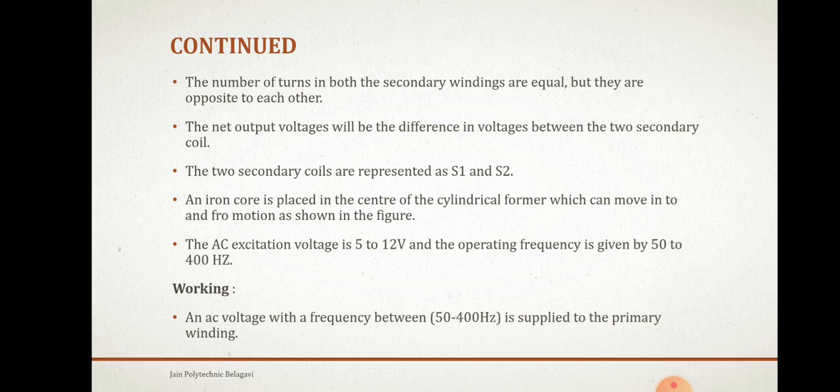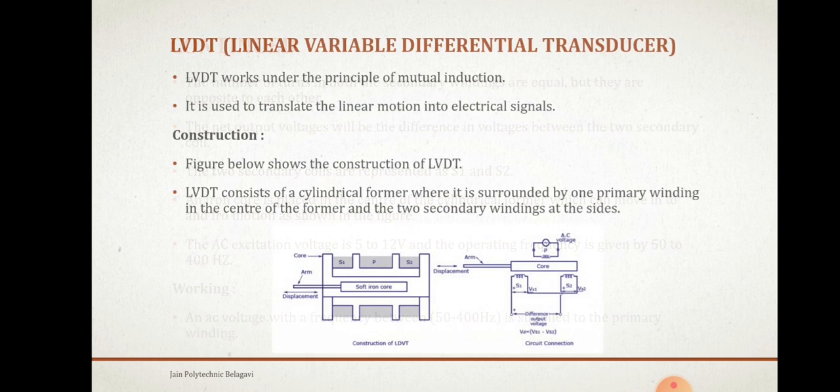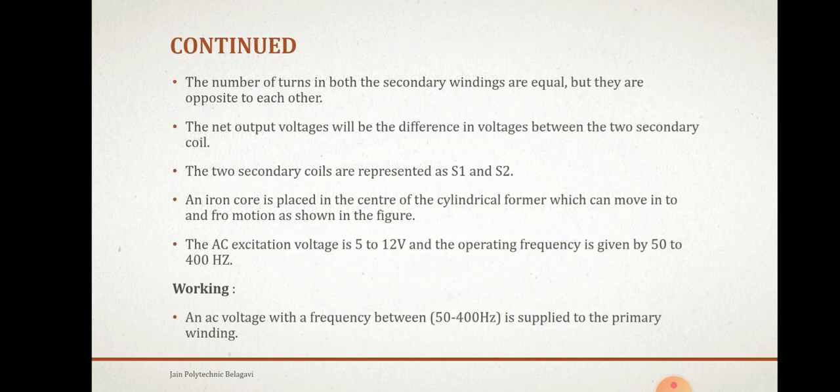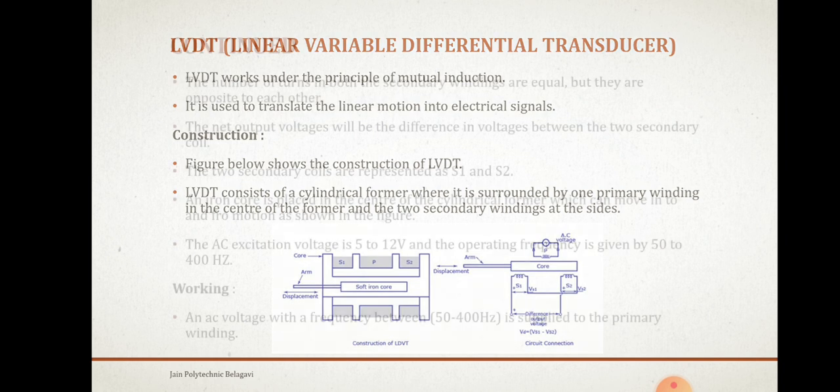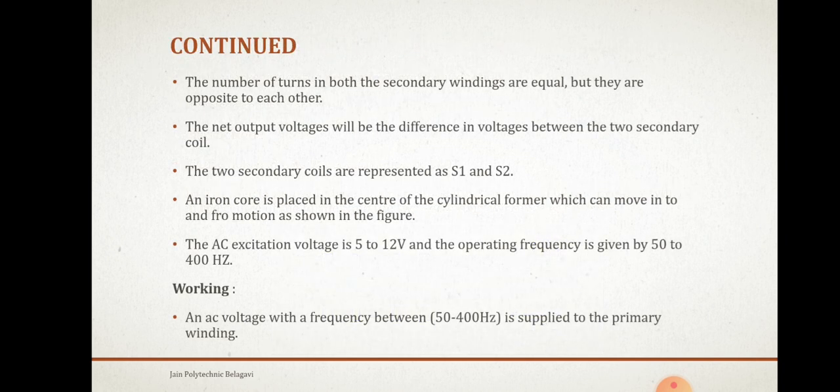So output voltage, what will it be? It will be the difference between the voltages of the two secondary coils, because they are opposite to each other. The two secondary coils are represented as S1 and S2. You can see in the diagram S1 and S2, that is the secondary coil. An iron core is placed in the center of the cylindrical former, which can move in the axial motion. So that soft iron core, as I told you, can be moved with the help of the arm. Okay. The AC excitation voltage is 5 to 12 volt and the operating frequency is 50 to 400 hertz.